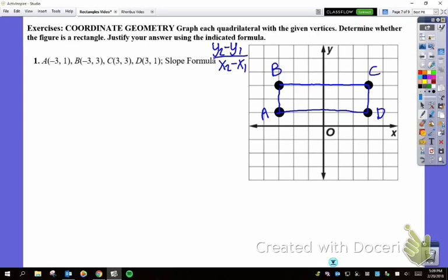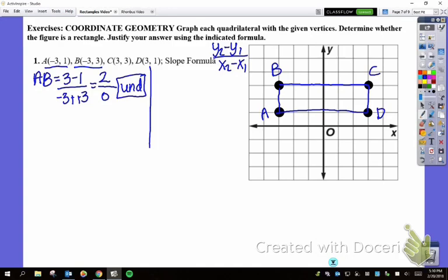Now we're going to have to repeat this a couple different times, so if you need to label, feel free. The first thing that we're going to find is the slope of AB. So I'm going to use A and B. Our y's are 3 minus 1 divided by negative 3 minus a negative 3. So here we get 3 minus 1 is 2 divided by, remember minus a negative becomes plus, negative 3 plus 3 is 0. Anytime you divide by 0, it's an undefined slope.